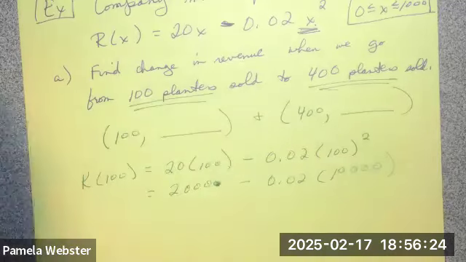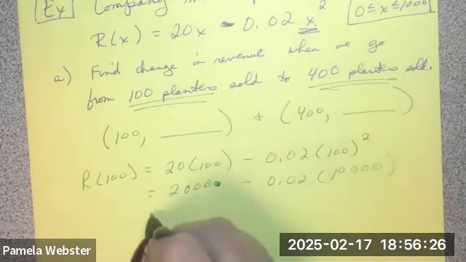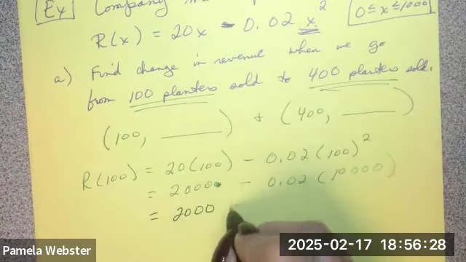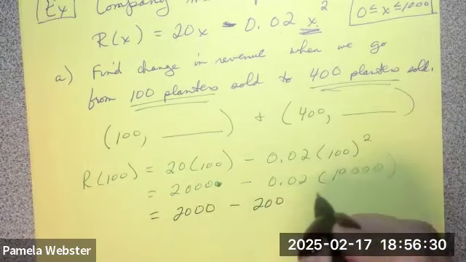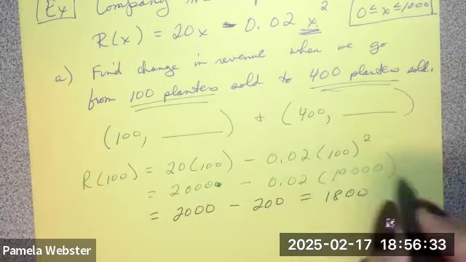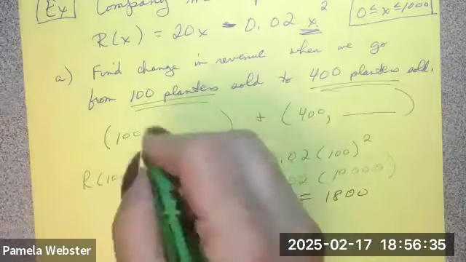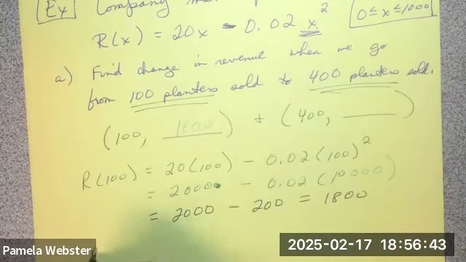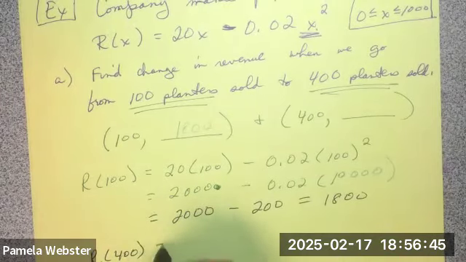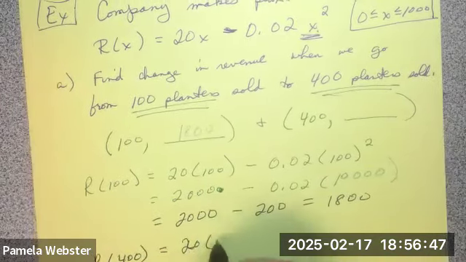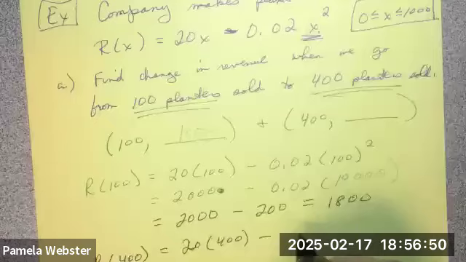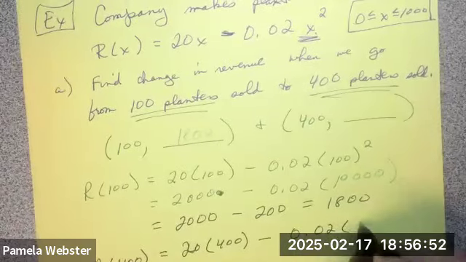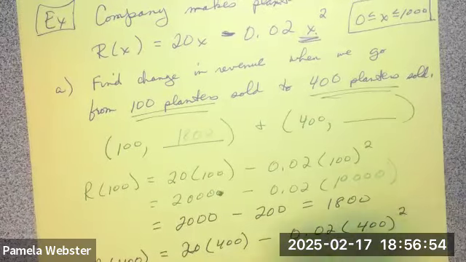So that was 200, we said. So this is my green pen's running out of ink. I'm sorry. 2,000 minus 200, that's 1,800. And that is exactly what we said for that guy, right? But that's how we work it out. Sorry. And then for, let me switch ink colors, for the 400 guy, same thing. It's going to be 20 times 400 minus 0.02 times 400 squared.